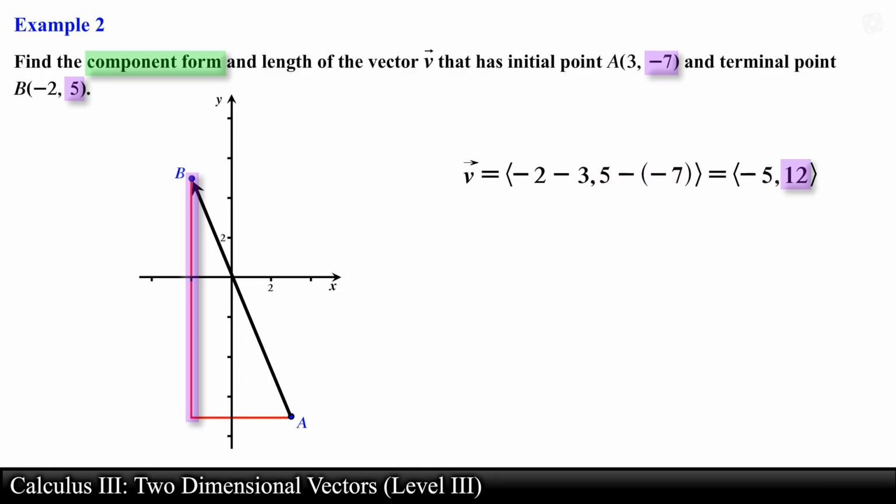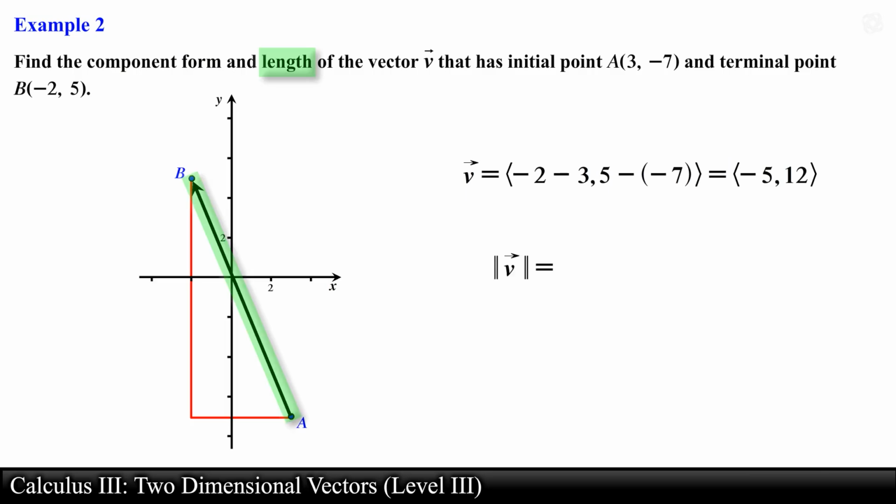Doing that, we obtain 12 for the y component. So the component form of vector v is represented as -5 and 12. Having found the component form of the vector, we now find the magnitude of the vector by simply taking the square of each component, adding them, and then taking the square root of the result. Doing this, we obtain the final answer equal to 13. This means that the length of this vector is 13 units long.